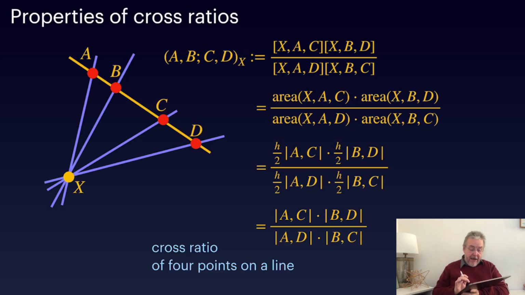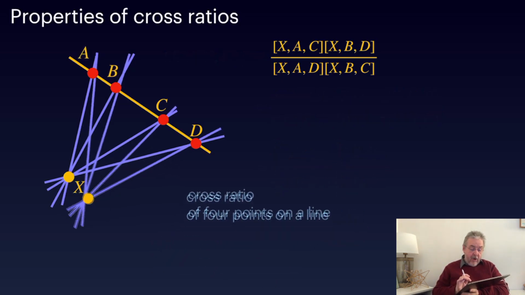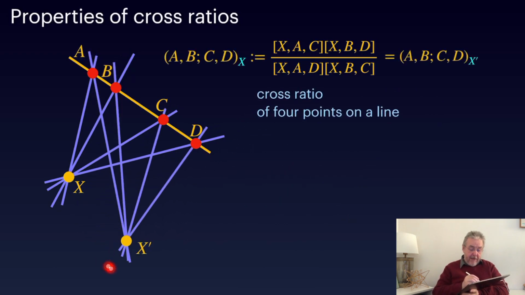So it doesn't really matter if we take x or if we take another point x prime here, we will always get the same number as a cross ratio, and this number can be used to really do geometry just on a line.